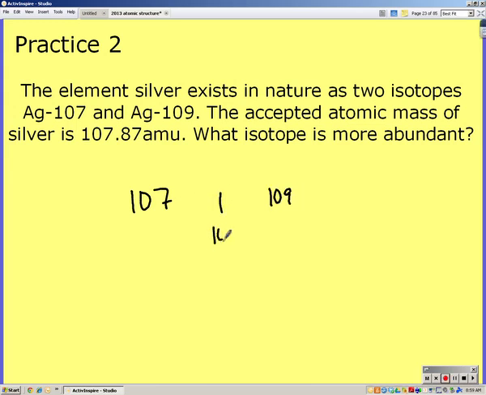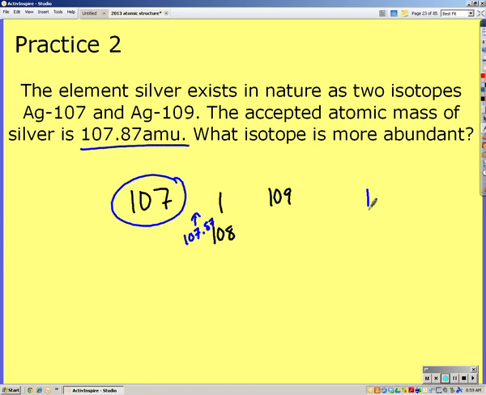If they were 50% abundant of each of them, then I would have an average atomic mass of 108. But it's closer to 107, meaning that my weight of 107 must be more than 50%. So 107 is more abundant. When you have just 2 isotopes, the average atomic mass is going to be closer to the more abundant one. Again, had it been 50% of each, it would have been an average atomic mass of 108. If it was more than 108, then 109 would have been more abundant.